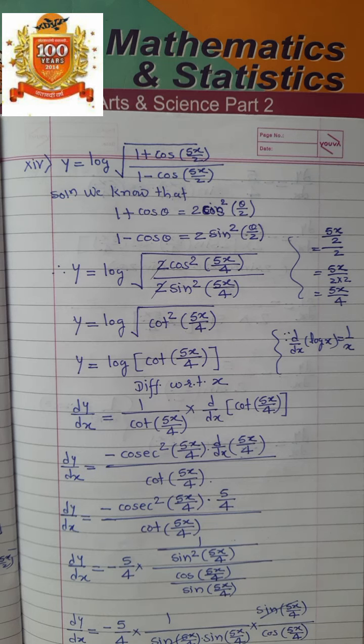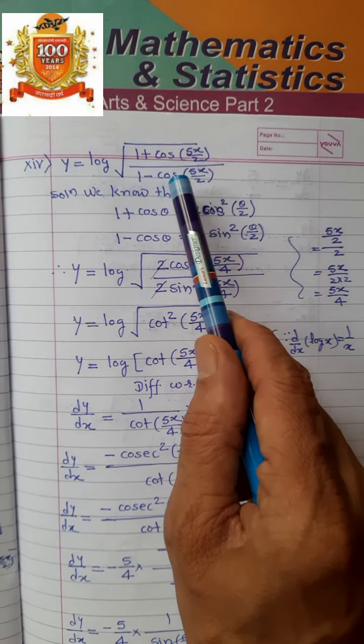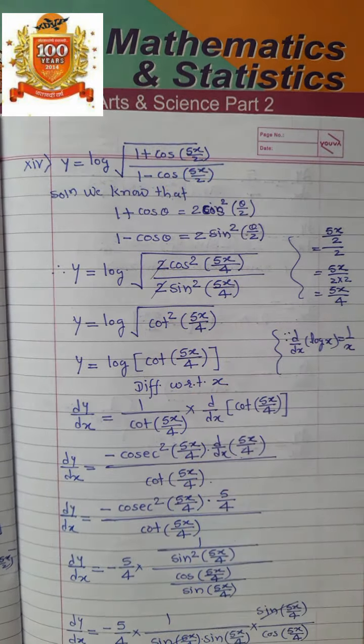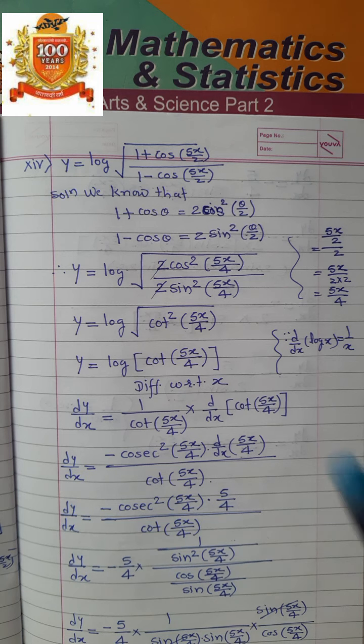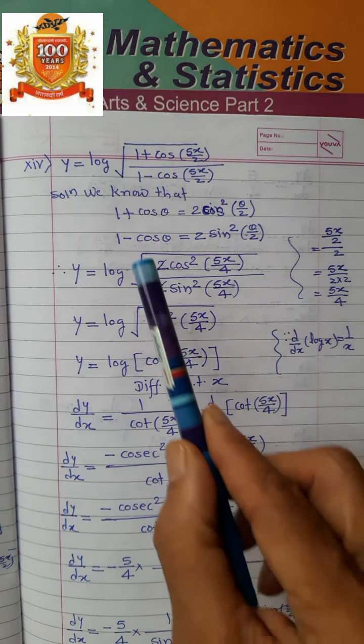y is equal to log of square root of 1 plus cos of 5x upon 2 divided by 1 minus cos of 5x upon 2. Solution. Before writing the solution, we know the formulae that 1 plus cos theta is equal to 2 cos square theta by 2 and 1 minus cos theta is equal to 2 sin square theta by 2. We use these formulae here in square root.